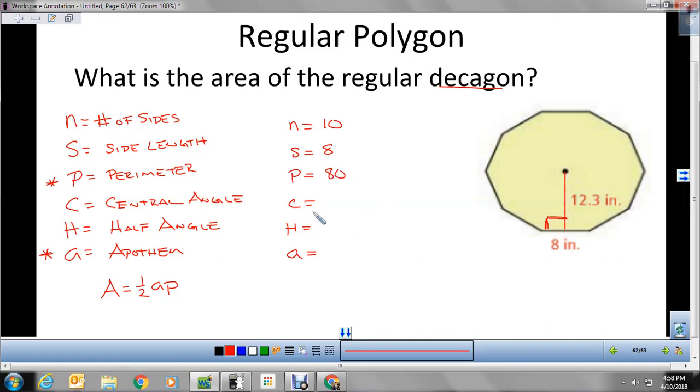Now, in this case here, we have the apothem as well, which is the 12.3. So we skip down here to 12.3. Because we have both the perimeter and the apothem, we do not need to find the central angle.